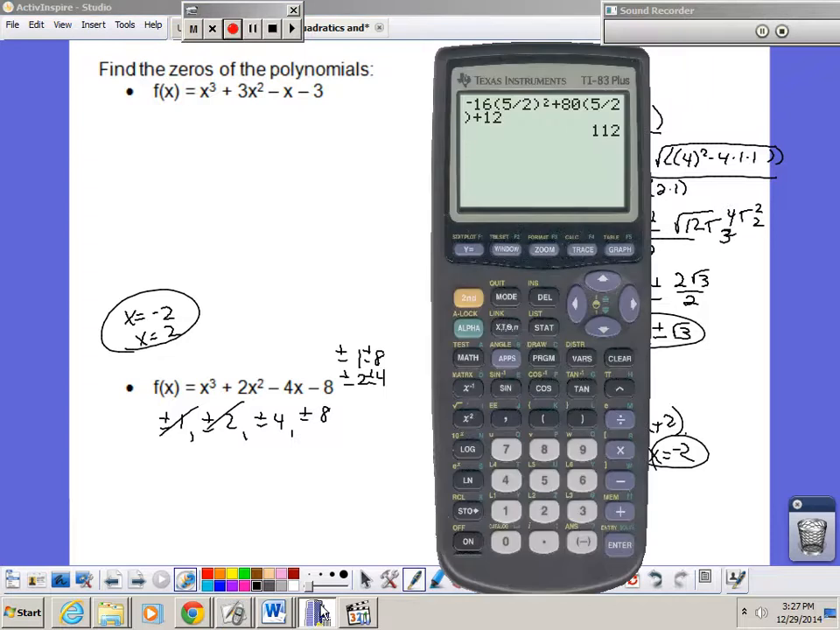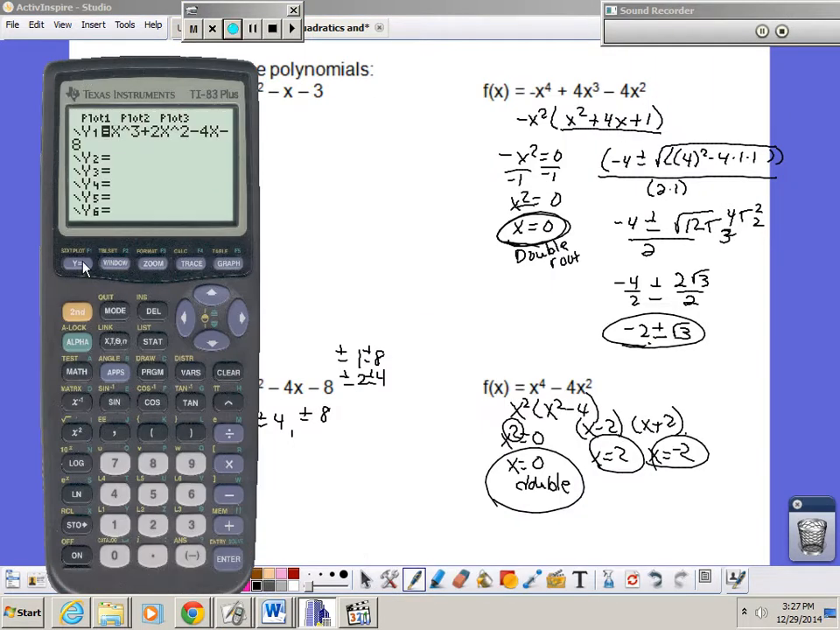Let's look at the graph. X raised to the 4th power minus 4x squared. Graph it. Don't put that in right. Oh, didn't. Look at that. I put a 2 instead of squared. Whew. Now see the double root here at 0, crosses at negative 2 and 2.